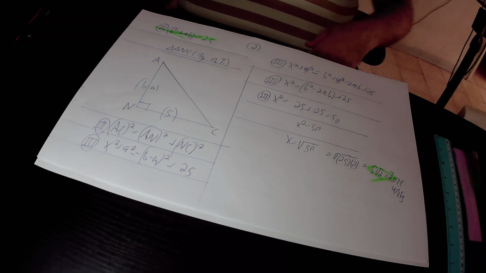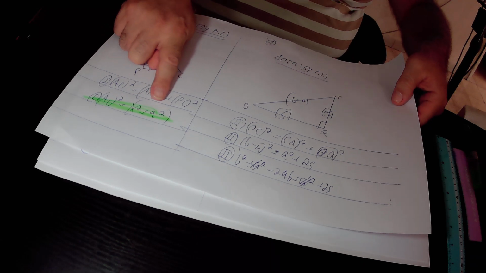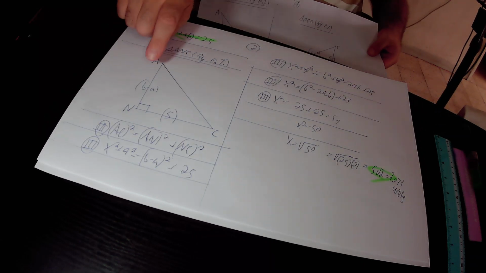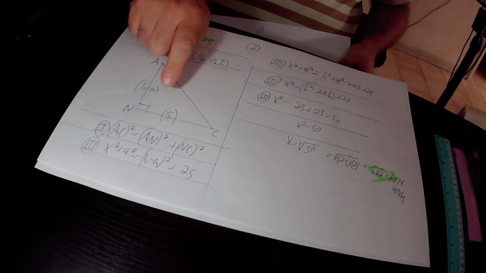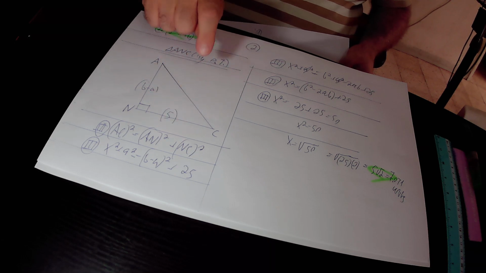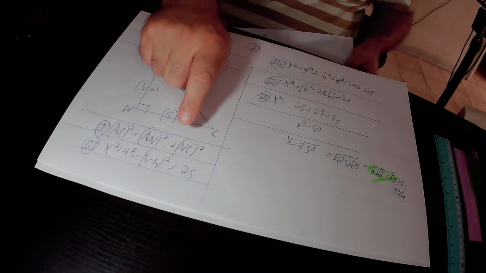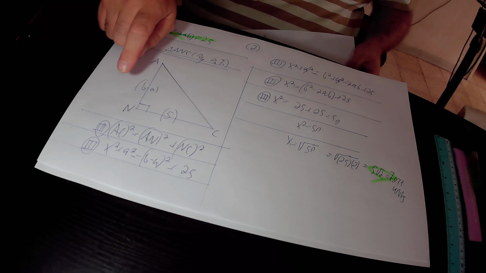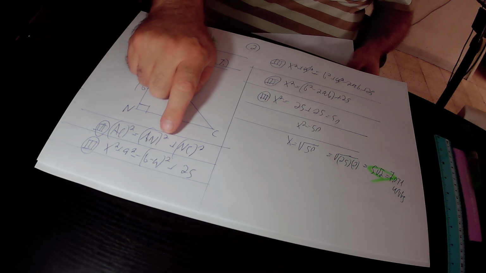According to equation 1, AC squared equals x squared plus A squared. Therefore, we substitute AC squared here by x squared plus A squared, and it is equal to AN squared. AN is B minus A, therefore AN squared is (B minus A) squared, plus NC squared. NC is 5, therefore NC squared is 5 squared, that is 25. So in total, x squared plus A squared equals (B minus A) squared plus 25.